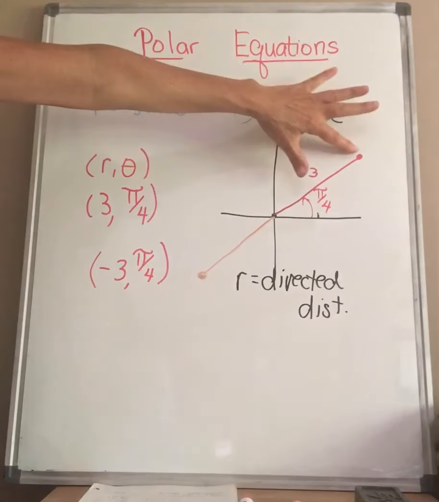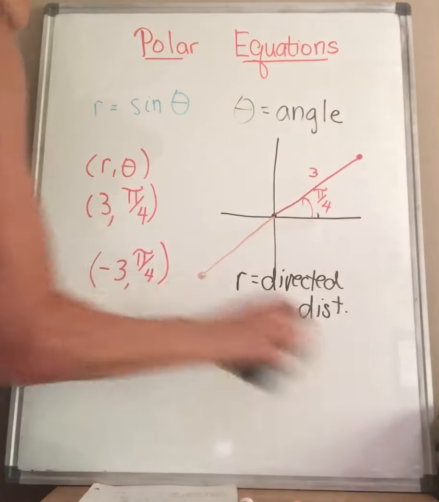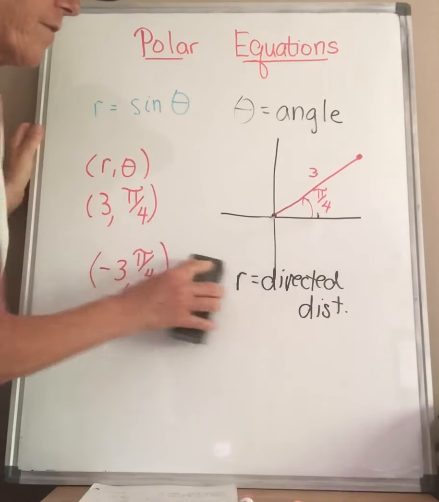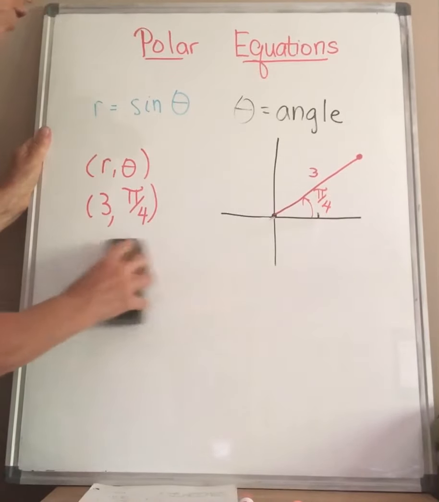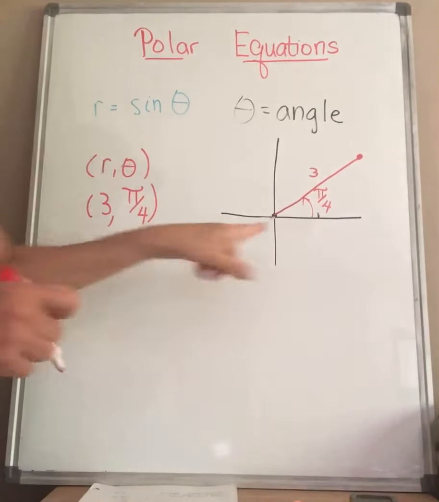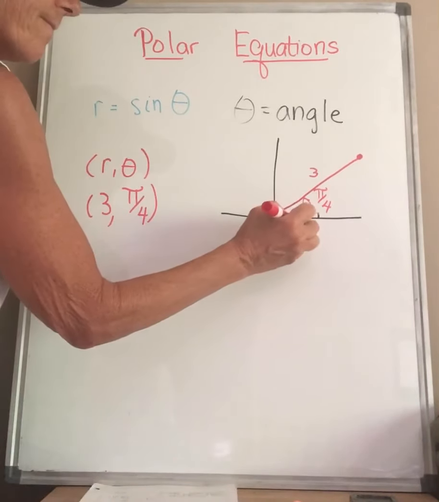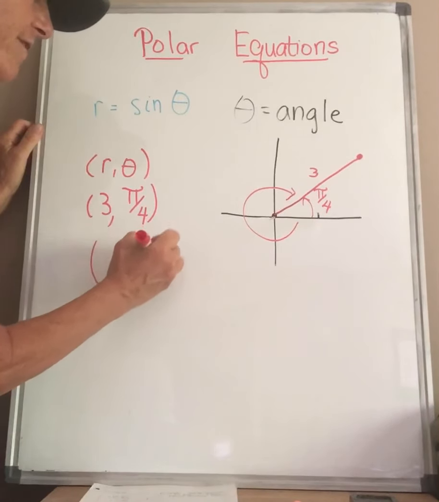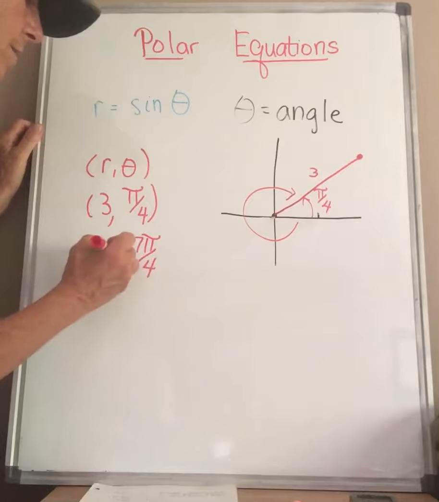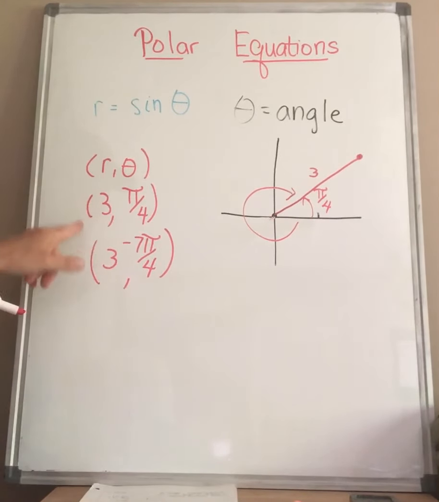But if I put a point up here, you can name it several different ways. So the point that we have there is my 3 comma pi over 4. We could have gone this way, and if we go this way, my angle is -7 pi over 4, but my directed distance is still 3. These two pieces right here give me the same point.